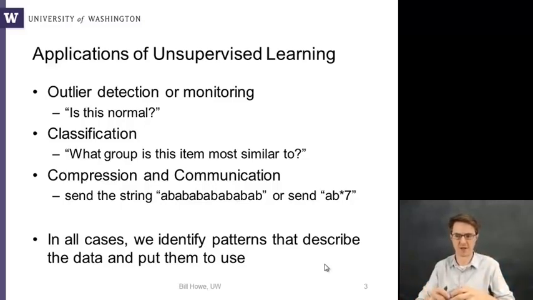So instead of sending a sequence of AB, AB, AB, AB pairs, you may say, let's just send the sequence AB and repeat 7 times. And so this is a shorter representation of that string. So in all cases, we're identifying these patterns that describe the data and then putting them to use for various services. Okay, so in particular, what I want to do is talk about clustering.